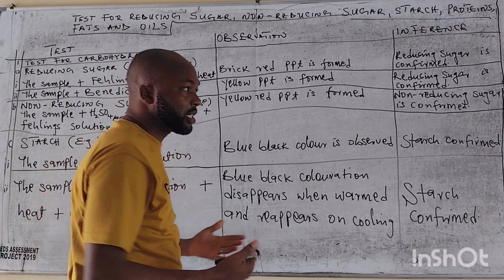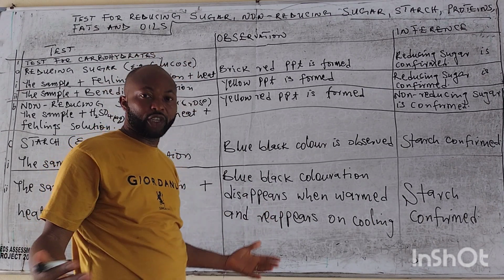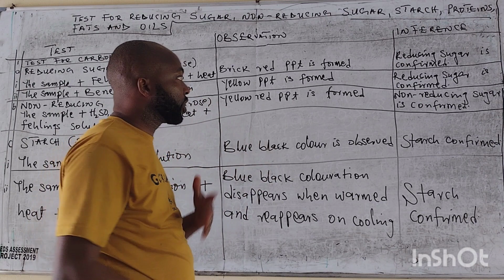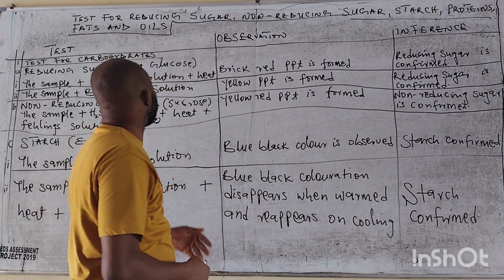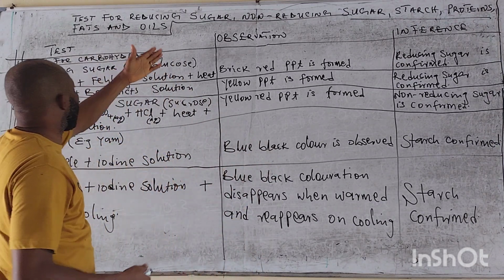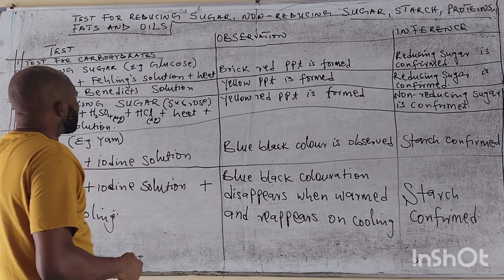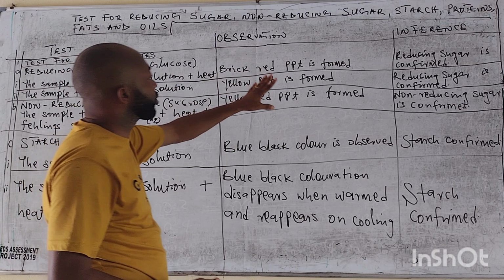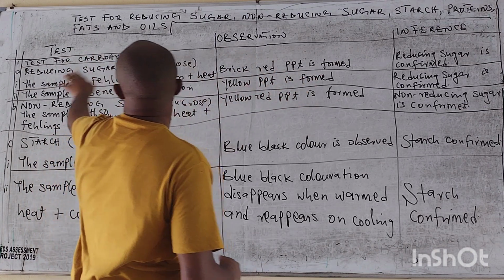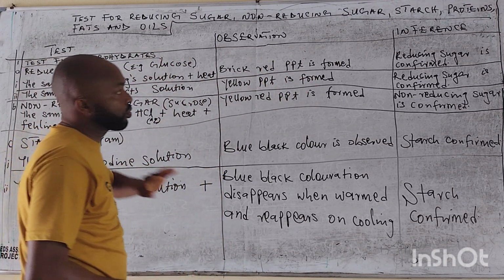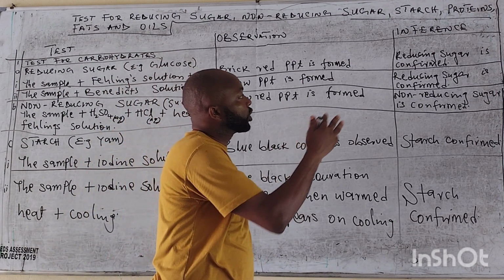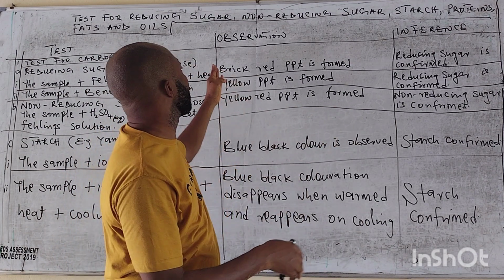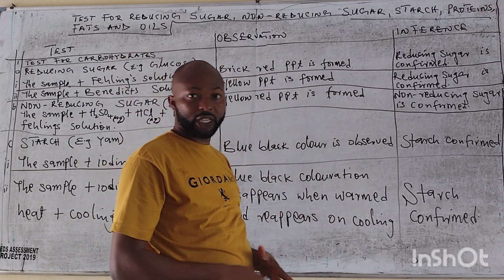But when you're writing it in tests or exams, you write precipitate in full. Now, like I said, when you have your sample, which you may not know what it is, plus Fehling solution, plus heat, and you get a brick red precipitate, you know that you're dealing with a reducing sugar, for example glucose. Inference: reducing sugar is confirmed because of the observation, which is brick red precipitate.